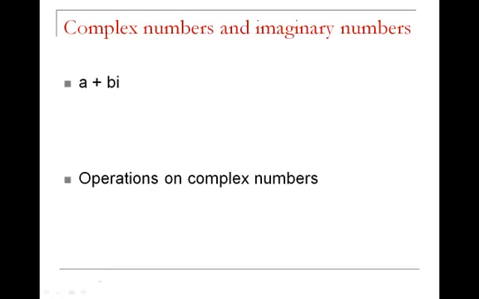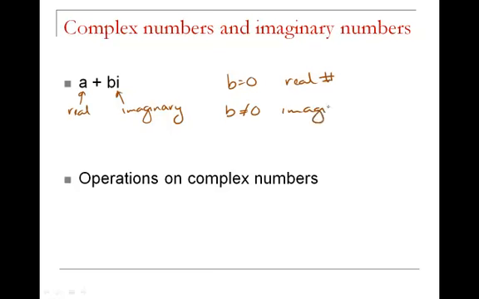Now, if you remember, complex numbers are numbers that have a real portion and an imaginary portion. So anything that has a b value equal to 0 in this expression is a real number, and if b does not equal 0, then we have an imaginary number. And we can perform several operations on complex numbers. Again, this should all be reviewed.